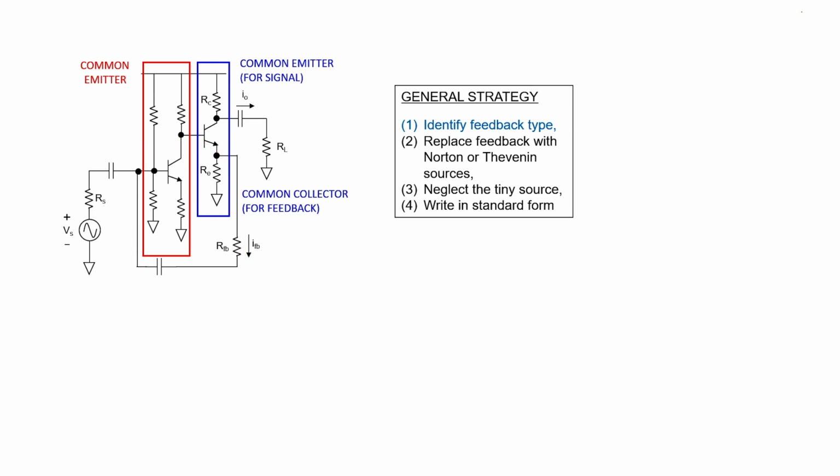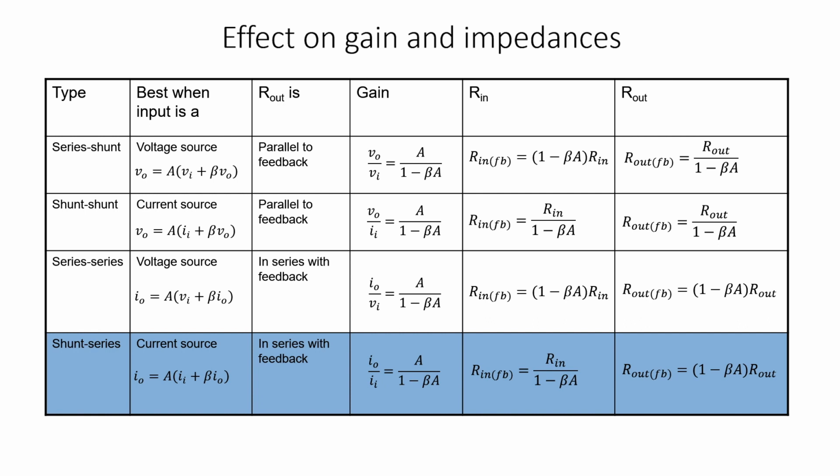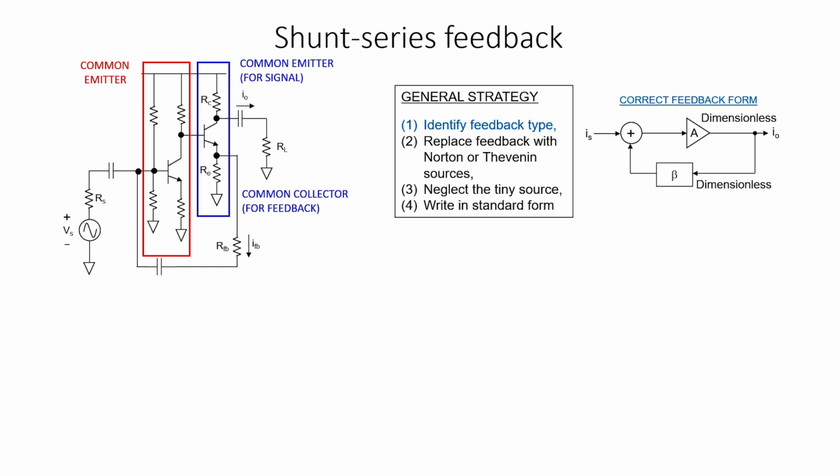Since we've identified the feedback type as shunt-series, let's take a moment and return to our chart and remind ourselves what shunt-series feedback does to the input and output impedance. Let's also take a look at the units. In the shunt-series configuration, we expect the input to be a current, the output to be a current, and both A and beta to be dimensionless. We expect shunt-series feedback to reduce the input impedance and increase the output impedance relative to the amplifier without the feedback attached. The correct feedback form is now indicated with current as the source and current as the output.